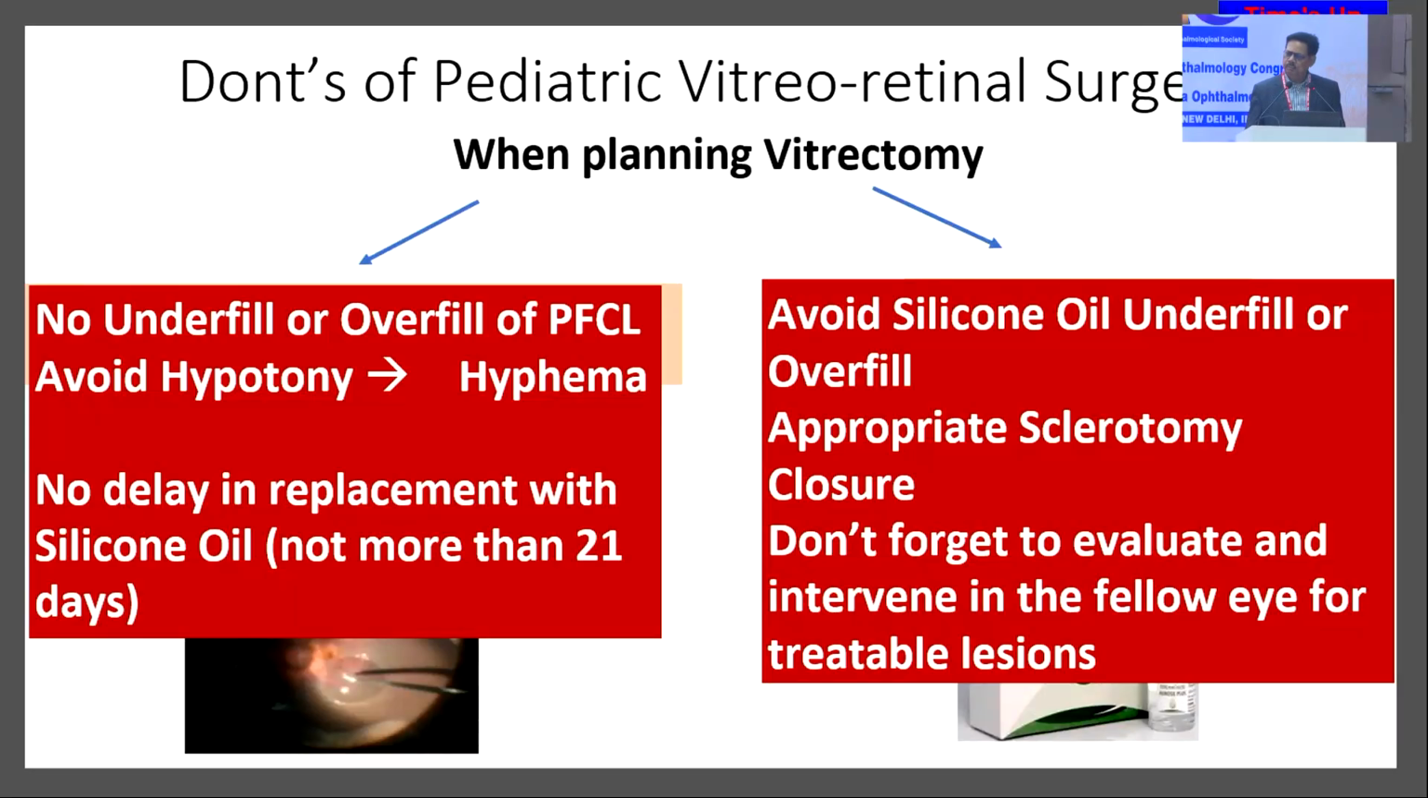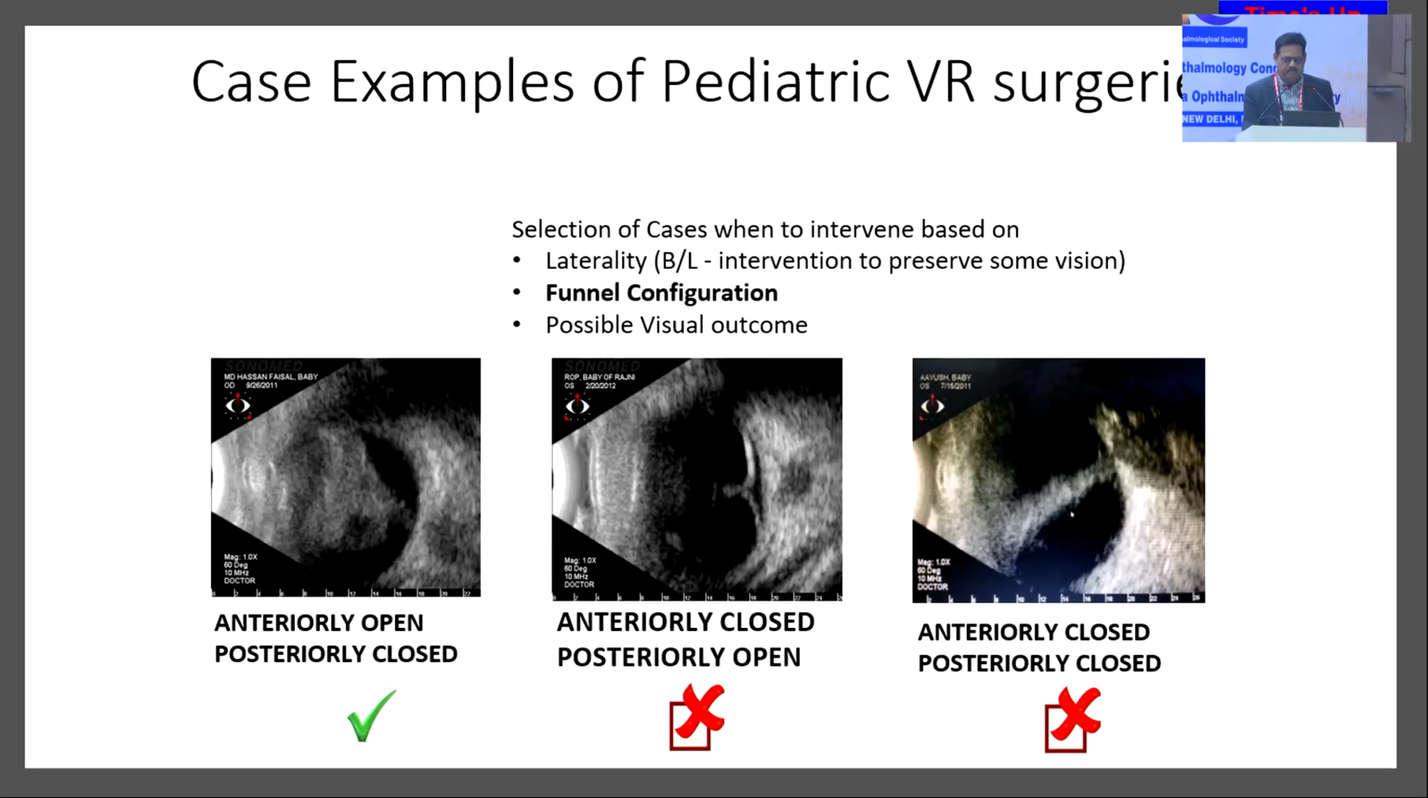And then when you are pushing the silicone oil, there should not be underfill and there should not be overfill. Although it is very easy to say, when you inject, so many times it becomes underfill. Nevertheless, if underfill is there in a case where there is a superior tear or a superior cryo and other things you have done, then there is no problem. The problem arises when there is an inferior tear and there is underfill, then the oil goes up and the detachment starts coming from below. So that is another important thing.